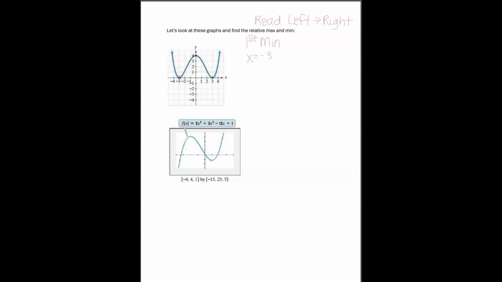So our f, we could write function notation. We learned y and f of x is the same thing. Well, our x is now named -3. So f of -3 is 0, right? When x is -3, our y is 0.